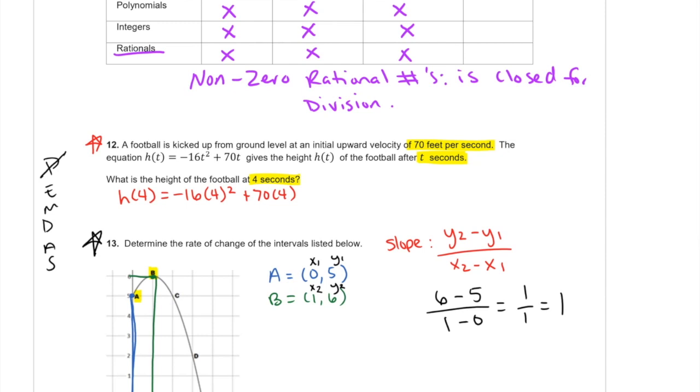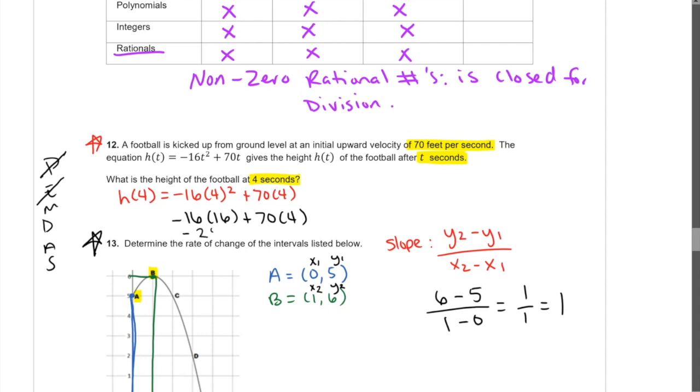All right, so this is going to be negative 16 times 16 plus 70 times 4. All right, so exponents are done. Multiplication, well, I have two multiplications, so let's do both of them. So negative 16 times positive 16 is negative 256. All right, 70 times 4 gives us positive 280.